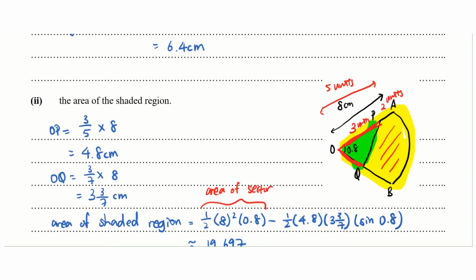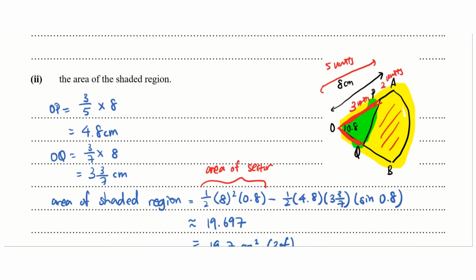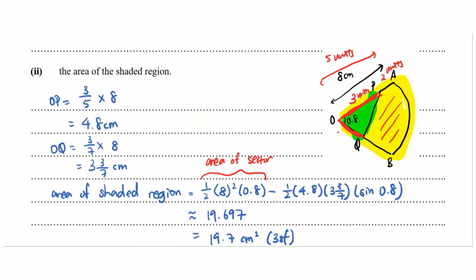We do a similar thing for OQ, where we understand from the question that OQ to QB has the ratio of 3 to 4. Translating that into the diagram, it means that OQ occupies 3 units and QB occupies 4 units. That means that OB is a total of 7 units. Therefore, OQ is 3 out of 7 units of the entire length OB. Hence, we have 3 over 7 times 8, and we find that the length of OQ would be 3 and 3 over 7 cm.